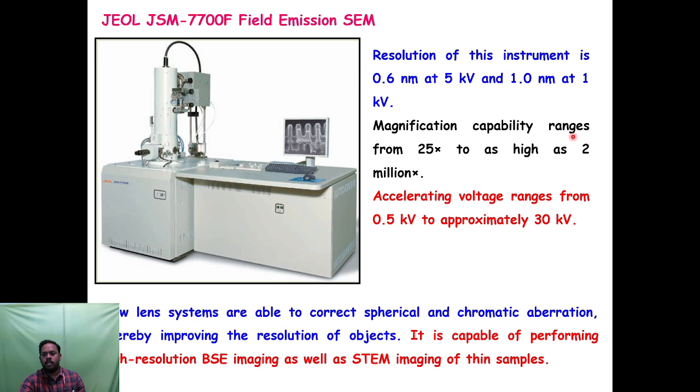Magnification capability ranges from 25x to as high as 2 million x. When we go to higher magnification, we can get a clear, magnified image. The acceleration voltage is approximately 0.5 kilovolt to 30 kilovolt. You can use 50 kilovolt acceleration voltage also. The new lens system is able to correct spherical and chromatic aberration, thereby improving the resolution. It is capable of performing high resolution backscattered electron imaging as well as scanning transmission electron microscopic imaging of thin samples.